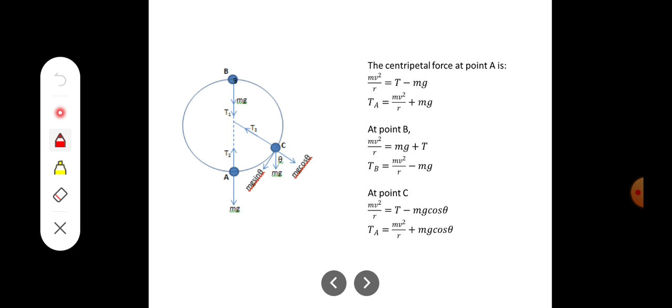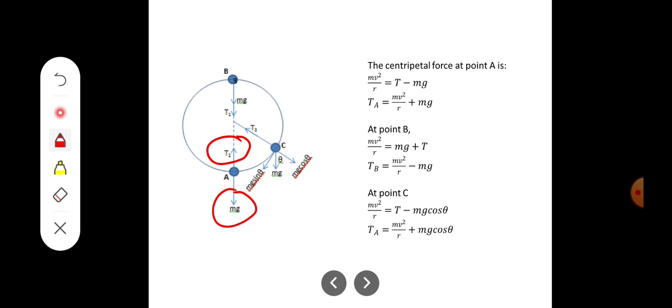At A, the centripetal force is mv squared over r, of course. And mv squared over r is equal to T minus mg. T is the tension of the rope. You use T_A because A is the one we are interested in. It is the tension minus mg. Look at T, look at mg. They are moving in opposite directions, so that's the reason for the minus. The resultant force there is mv squared over r. That's the centripetal force, because centripetal force is what moves an object around the circle.